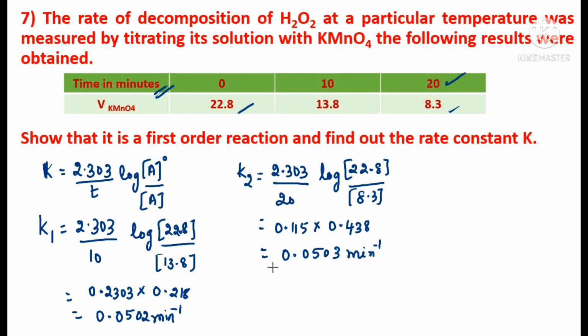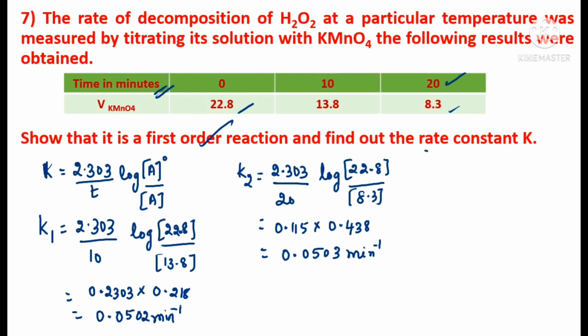Now see here, these two values, the K1 value and the K2 value, both are similar, is it not? 0.050 and 0.050, so both values are the same. That shows that since both rate constants are similar, it belongs to a first order reaction. So this is correct, we have proved that it is a first order reaction.